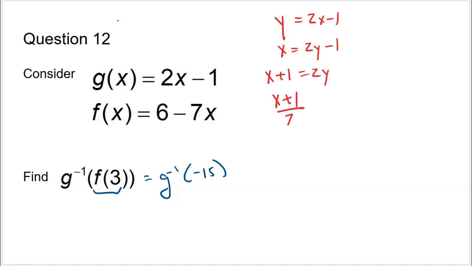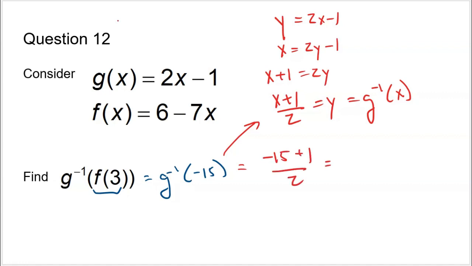So x plus 1 divided by 2 equals y. So the inverse of g is x plus 1 divided by 2. Now I'm going to take negative 15 and plug it into that inverse. So I get negative 15 plus 1 divided by 2. Negative 15 plus 1 is negative 14, divided by 2 is negative 7. So pretty cool problem there where we're combining compositions with an inverse function.